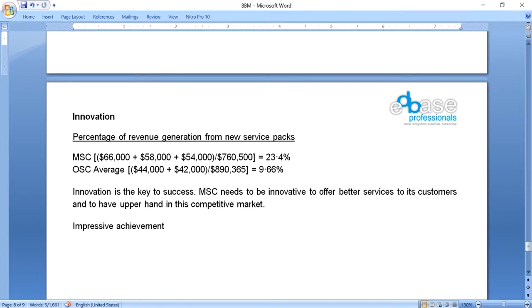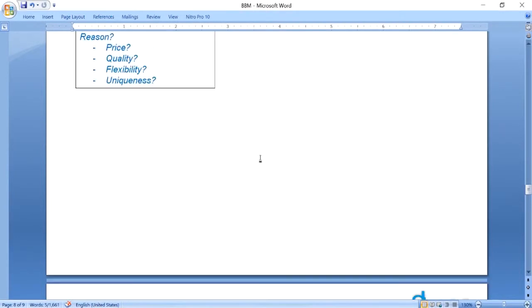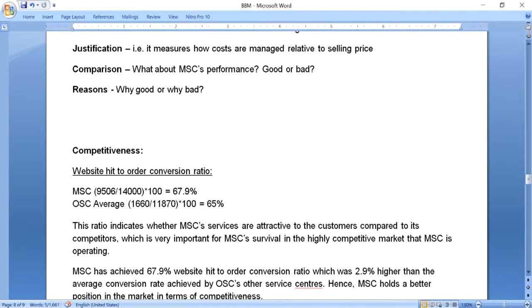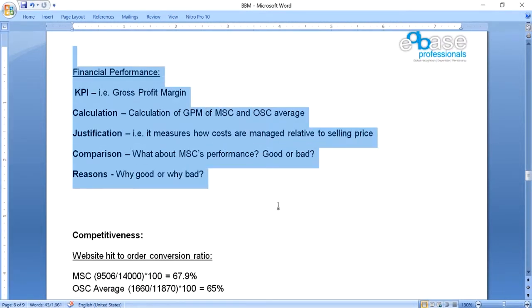You have to mention why innovation is important, because it's very important in a competitive market. You need to innovate your services, and you need to innovate your processes, the way of doing the work. So this is obviously an impressive achievement. These are the things that we need to write, obviously a lot, but if you can remember the layout, you are very good to go. So: heading, performance indicators, calculation, justification, discussion.